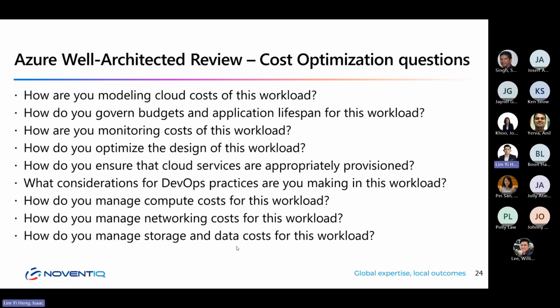And the most important pillar about the cost optimization strategy: how are we going to model the cloud cost for the specific workload? What governance are we setting for the budgets and application lifespan for the workload? What are the tools that we are using to monitor the cost? And how do we optimize the design for the workload so we can maximize the cost efficiency as well?